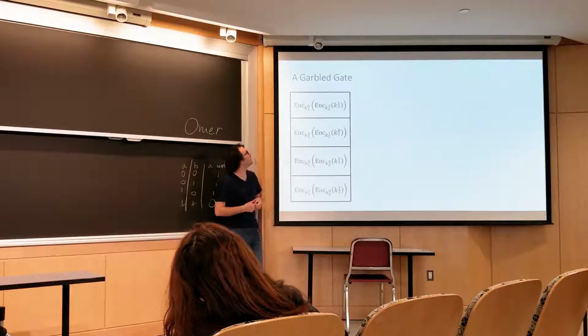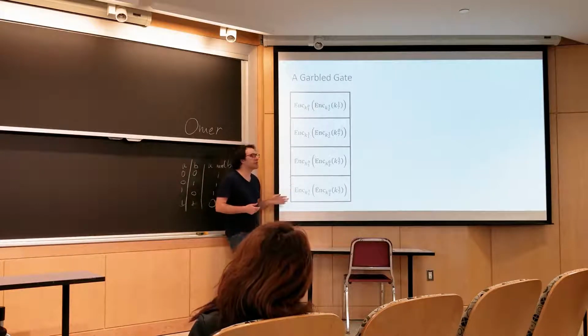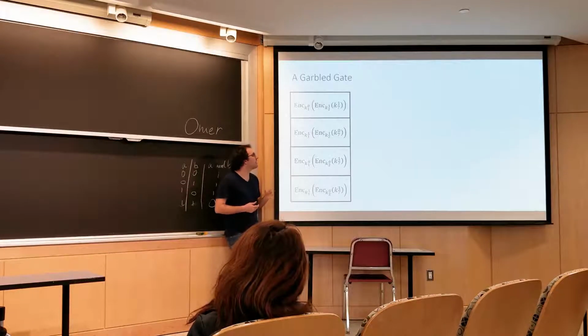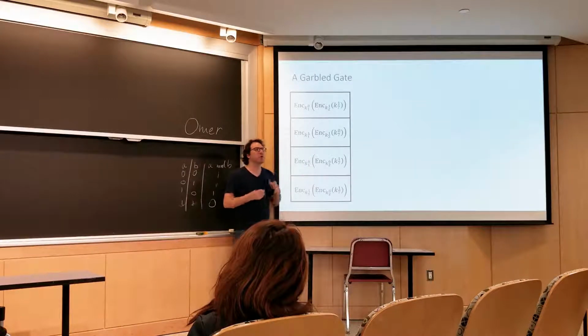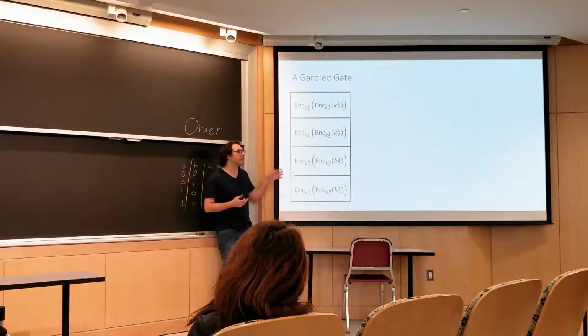Good. So eventually the garbled gate will just consist of these 4 double encryptions in a random order. This is just one gate of the circuit. It's kind of tailored to K1, K2, and K7. For every other gate in the circuit, we'll need to create new encryptions.